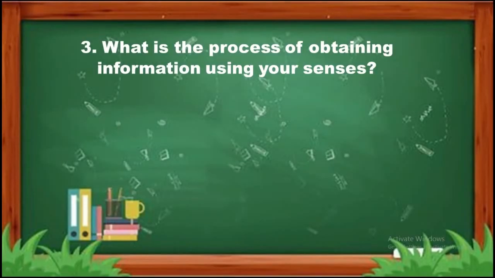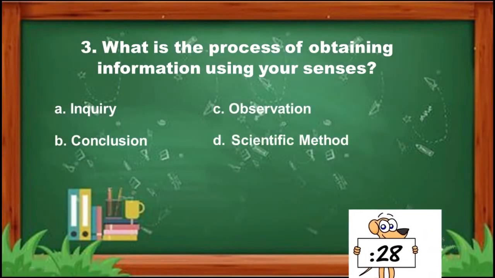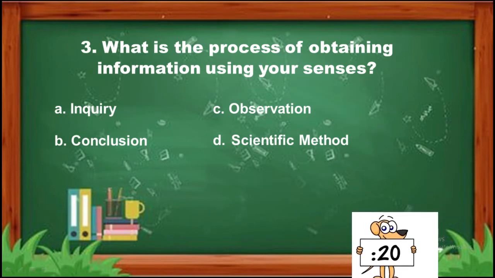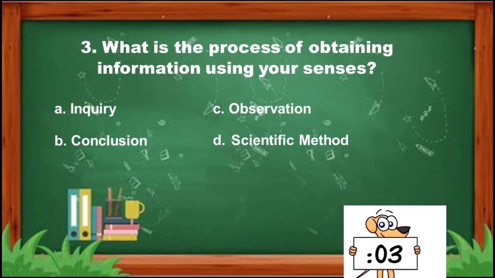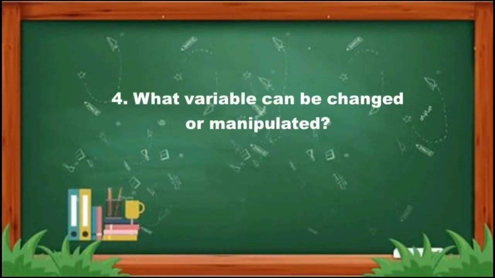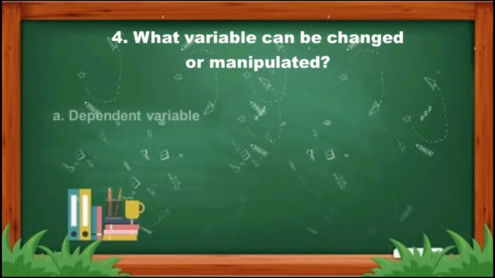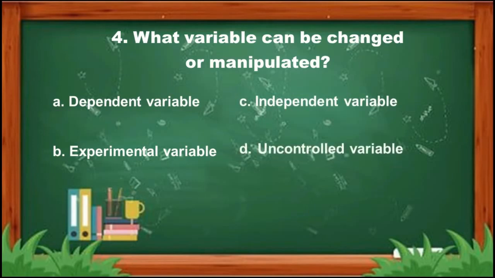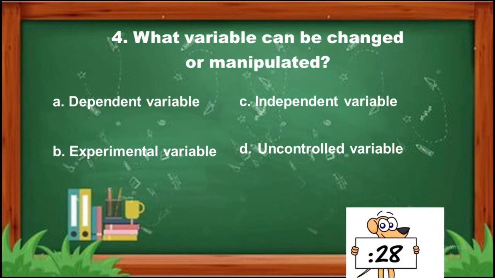Number 3. What is the process of obtaining information using your senses? A. Inquiry. B. Conclusion. C. Observation. Or D. Scientific method. Number 4. What variable can be changed or manipulated? A. Dependent variable. B. Experimental variable. C. Independent variable. Or D. Uncontrolled variable.